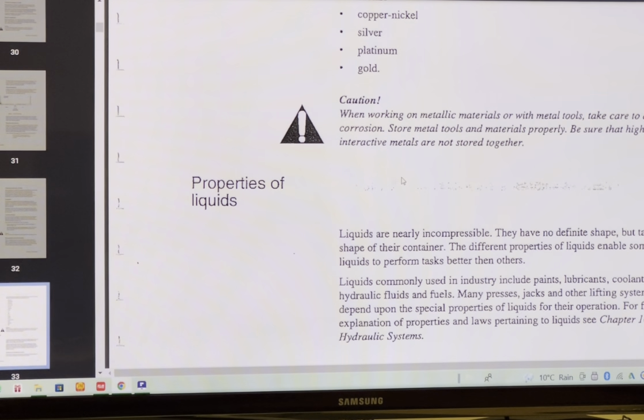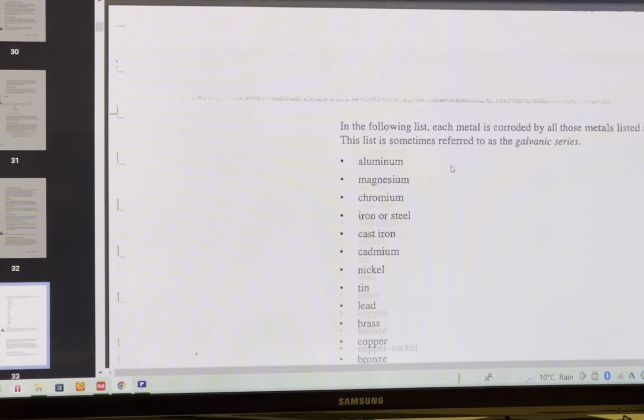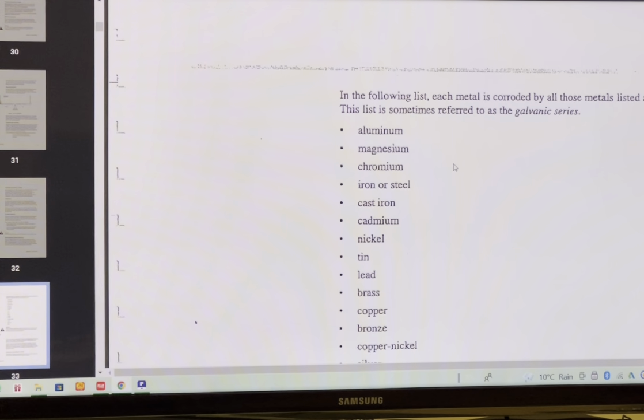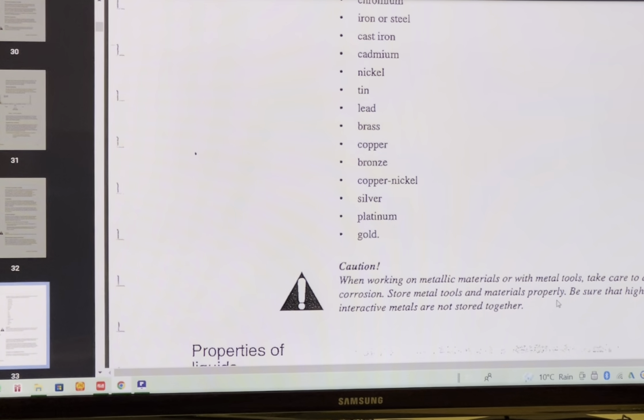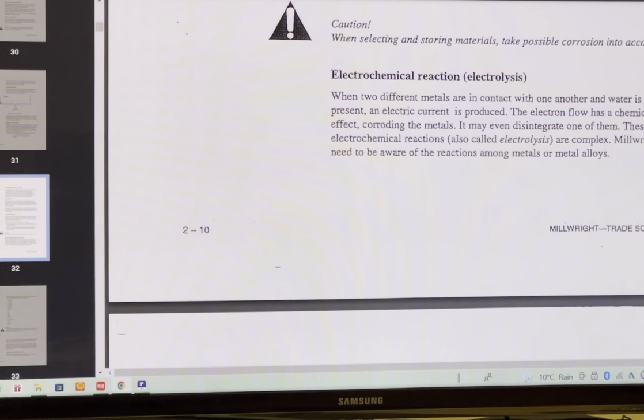Caution means to sum up very important points, including the key points and the difficult points. For example, here we're talking about a difficult point. You should review your senior high and middle school chemical knowledge and physics knowledge. Should remember, because millwrights must know the reactions among materials or metal alloys. Must be known.